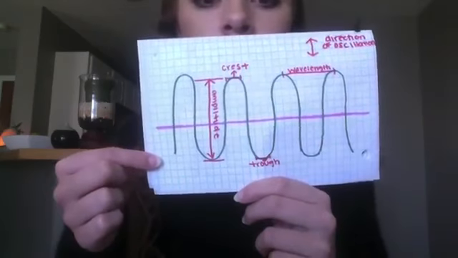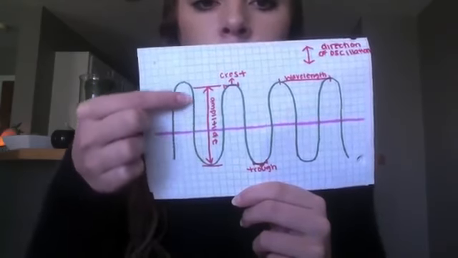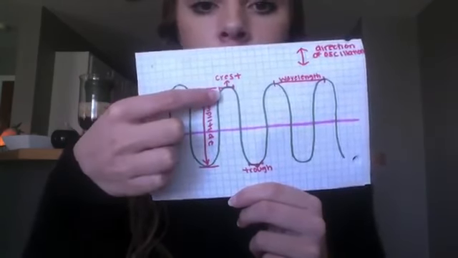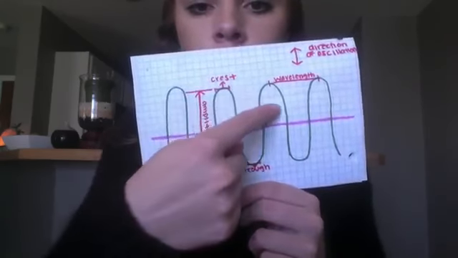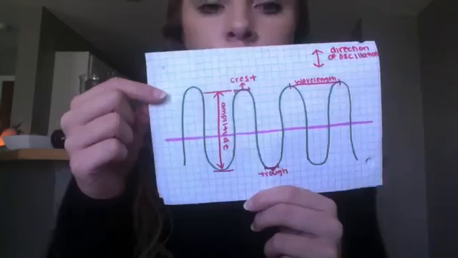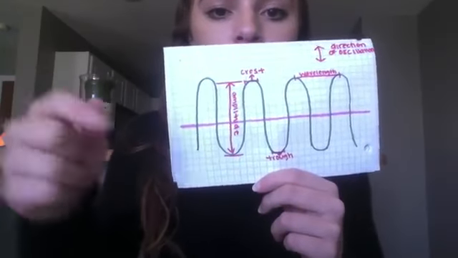Here is a picture of a sine wave. The amplitude represents the measurement between the top and the bottom of the sine wave. The crest is the top hump and the trough is the bottom hump. The wavelength is a measurement between each hump. The direction of my oscillation is going this way, back and forth.